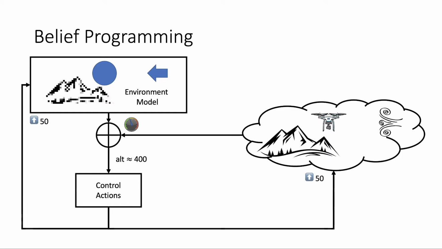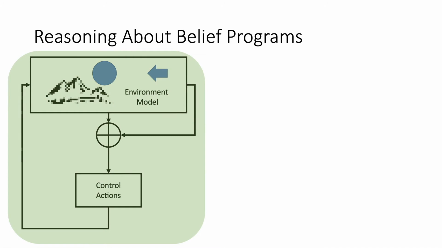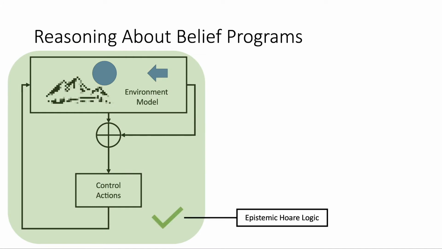Now, if we want to reason about the correctness of this overall program, we can do so in a self-contained way by assuming that observations came from the environment model. And then to certify that this program is correct, we've developed a new program logic called Epistemic Hoare Logic that enables us to reason about belief programs and their correctness.